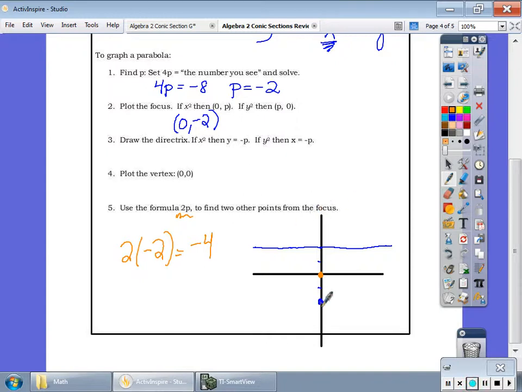And what it says is, to find 2 other points on the parabola, you do this distance from the focus. Here's my focus. So I'm going to go over 1, 2, 3, 4, and I'm going to put a point. And I'm going to do it in the other direction. 1, 2, 3, 4, and I'm going to put a point. And then you draw your parabola through your 3 points.